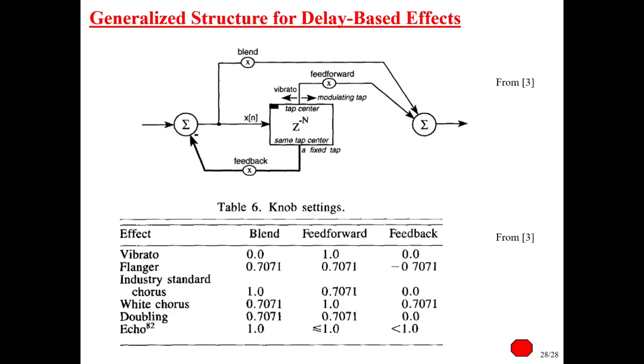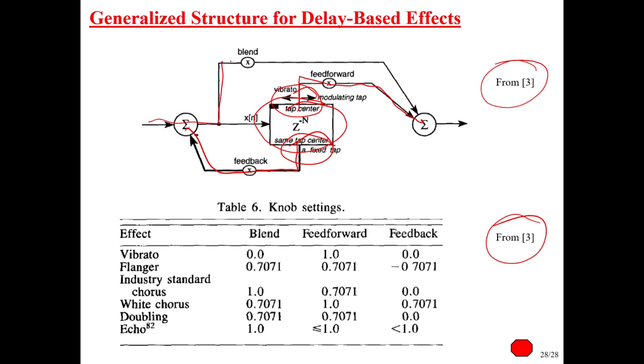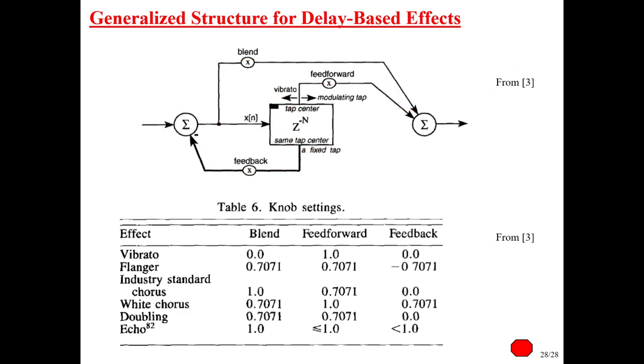And that leads us to the last slide of this note set. Everything we've talked about can be built with this basic structure. This comes from John DeToro's paper, as does this table. And it just shows how you can set these things to different parameters. We've got our interpolated delay line. We're drawing from some fixed tap for the feedback. We're drawing from some moving tap for the feed forward, and we're blending something in. And by setting these different parameters here, we can get various different effects.